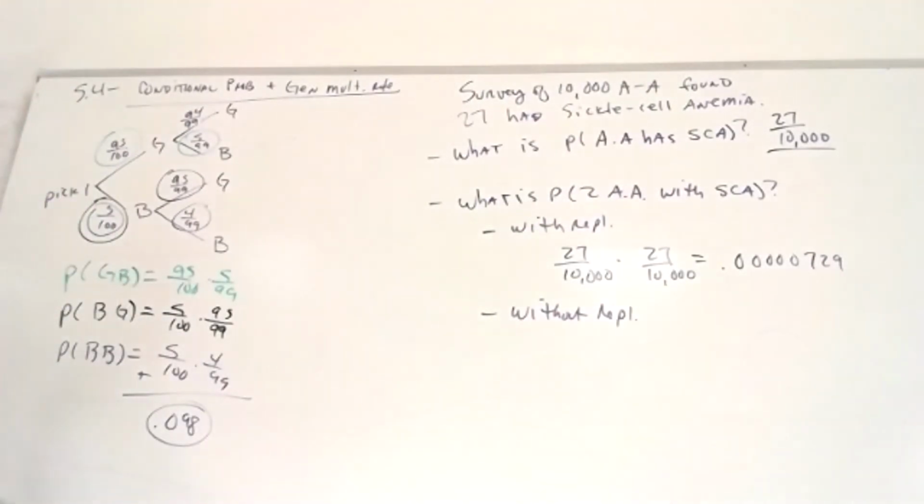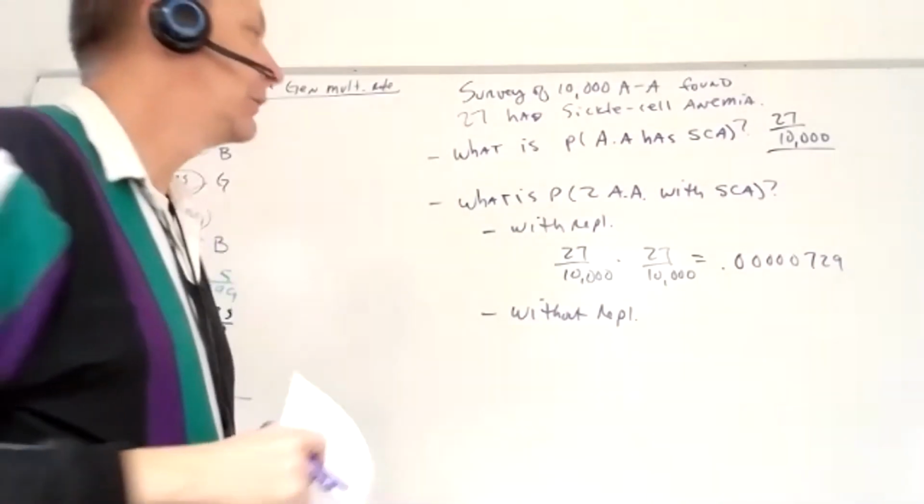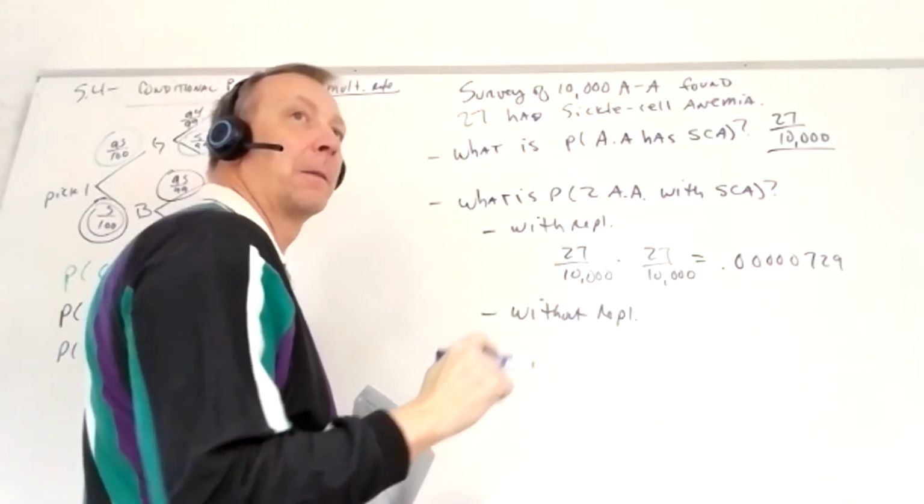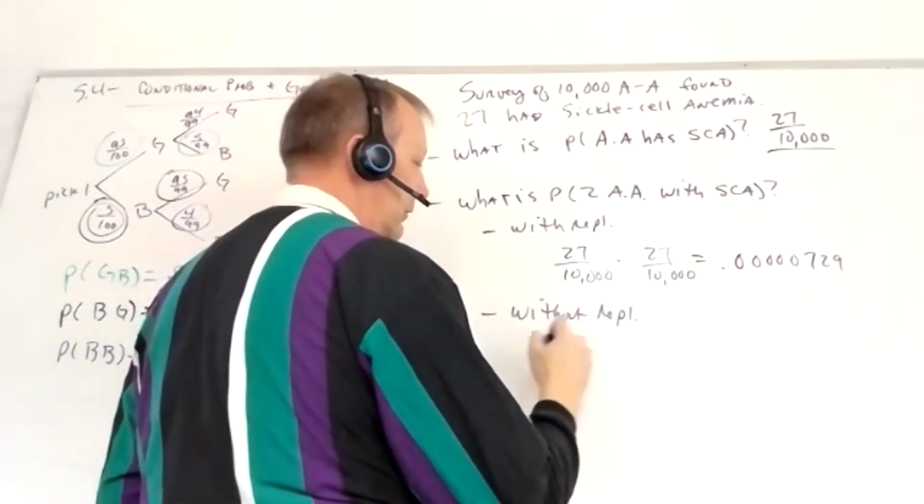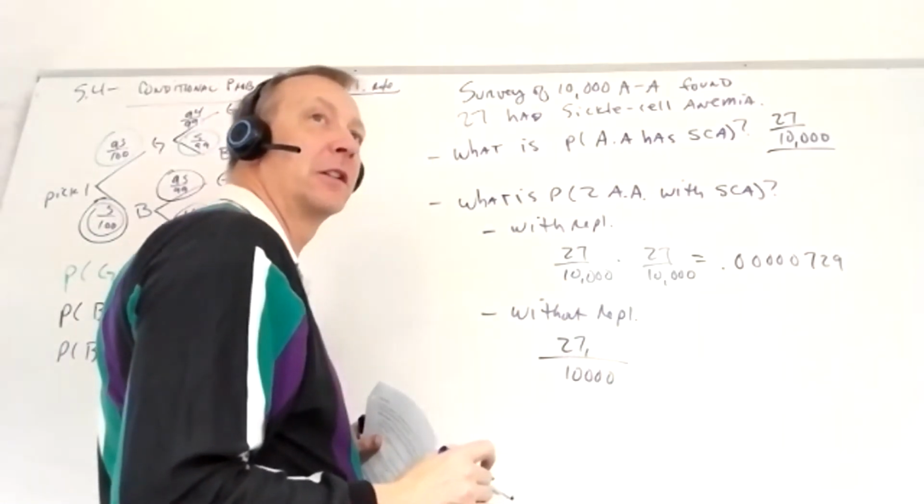But this time we're going to do it without replacement. So, Tyler, what's the probability the first person has sickle cell anemia? 27 over 10,000. What's the probability that the second person has sickle cell?